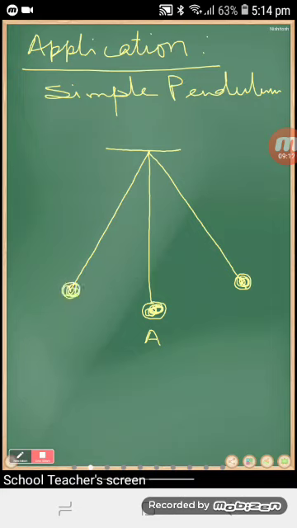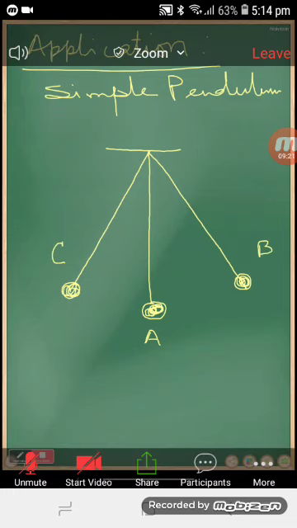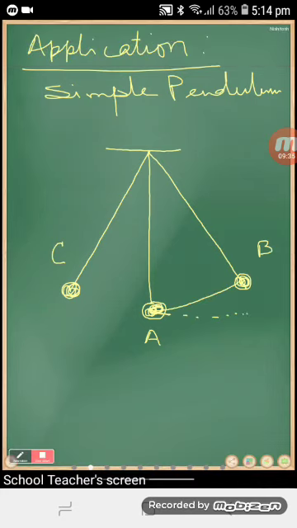Right? The two extreme positions are B and C. Now, when the bob is taken from A to B, if you observe, the bob is going to cover a certain height. Let this height be h. It rises by a height h.